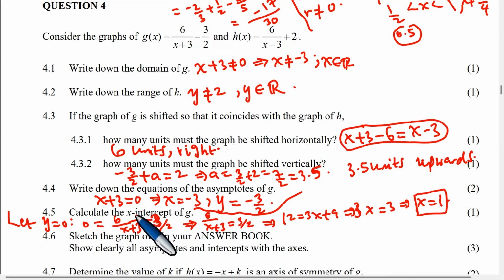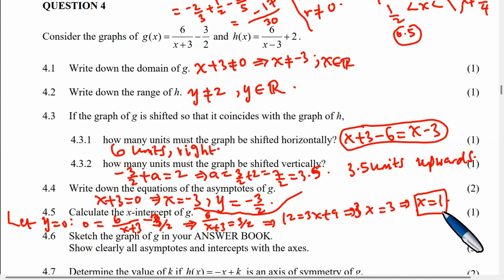We transpose the constant terms so that we have 6 out of x plus 3 equals 3 halves. You cross multiply to have 12 equals 3x plus 9. And therefore, this is 3x. We have 12 minus 9, which is 3. You divide both left and right by 3 to solve for x, and you get x equals 1.